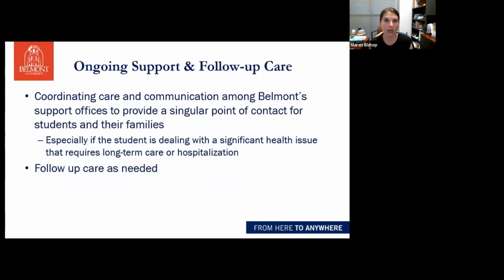Now, for ongoing support and follow-up care, what we try to do is coordinate the care and communication among all the different support offices, so that way we can provide a singular point of contact for students and their families. This can be really helpful and important if the student is dealing with a significant health issue that might require long-term care or hospitalization where they're not on campus for the time being. So that's where our office will step in and try to help be that point of contact where the parents can call in and give updates, and we can disseminate that information as we might need to.